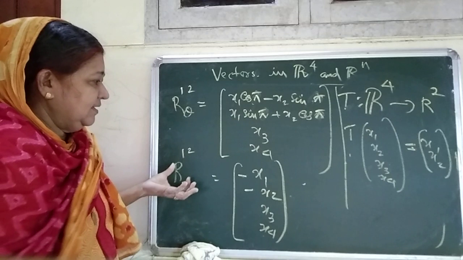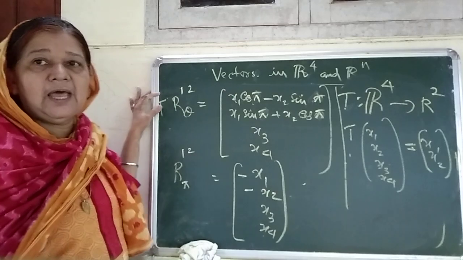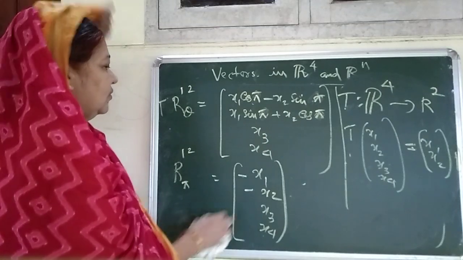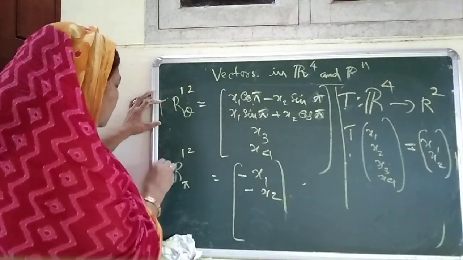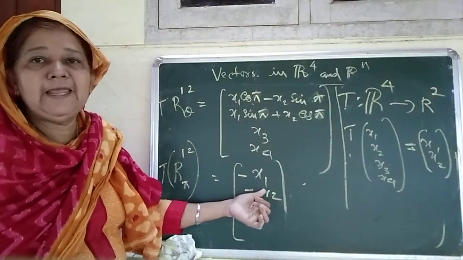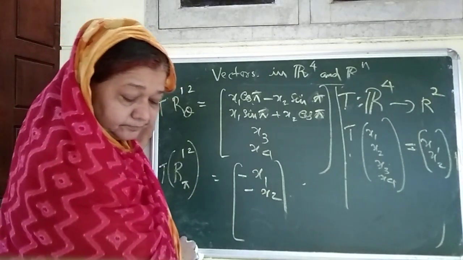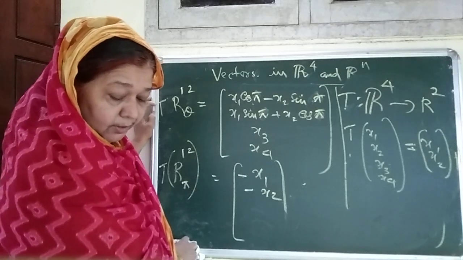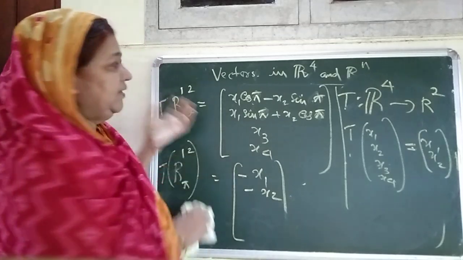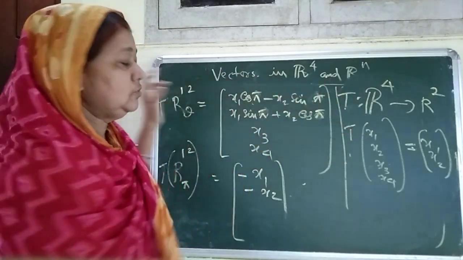This is a linear transformation. But if we consider the transformation T applied to R theta of 1 2, what happens? The x3 and x4 become 0, so if we are asked to find T of R pi of 1 2, it equals only minus x1, minus x2. Similarly, we have defined rotation and also the linear transformation from 4 dimensions to 2 dimensions.